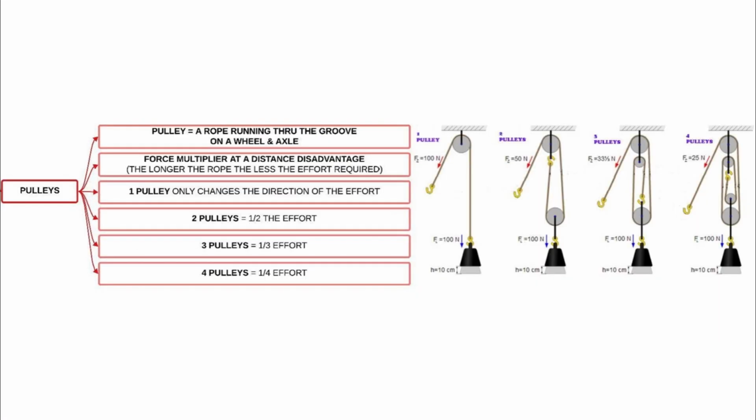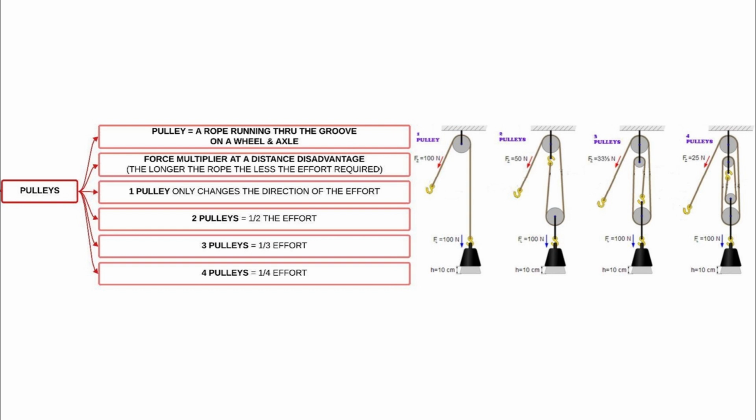Next, we've got pulleys. A pulley is a rope running through a groove on a wheel and axle. It is a force multiplier at a distance disadvantage. That means the longer the rope, the less effort that's required. When there's one pulley, it only changes the direction of the effort. And it's easier to pull down than pull up.